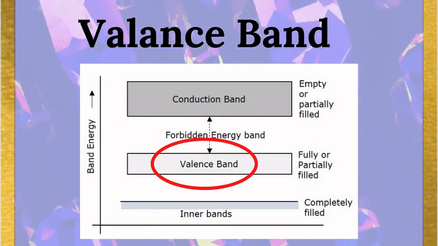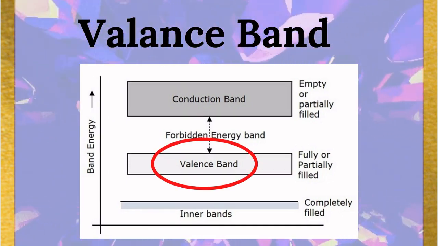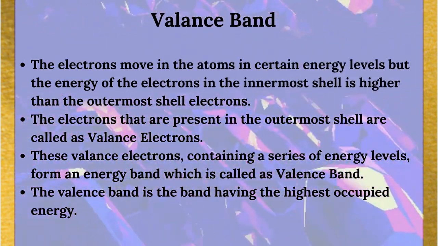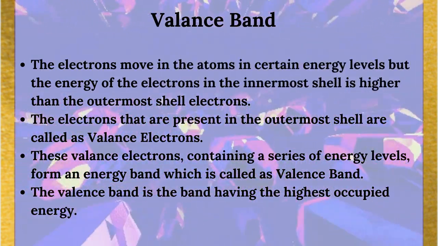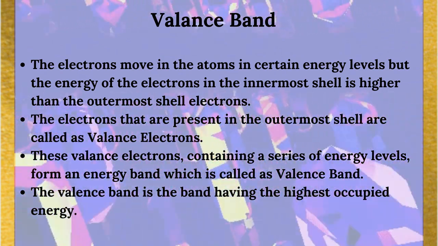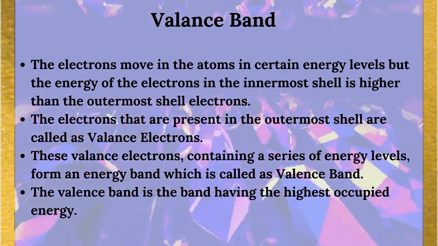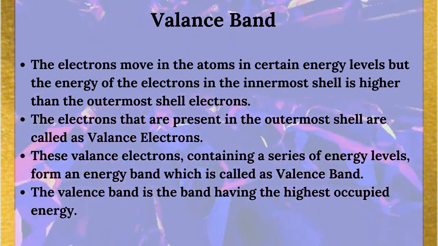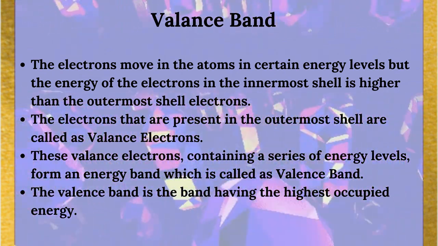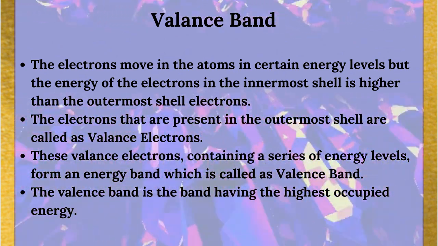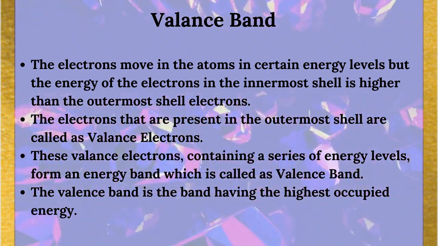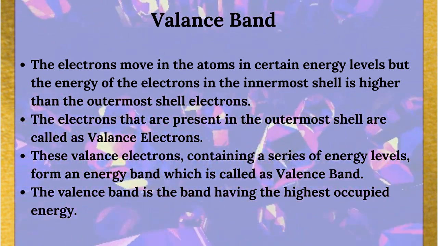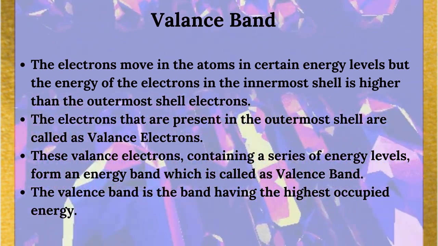Valence band. The electrons move in the atoms in certain energy levels, but the energy of the electrons in the innermost shell is higher than that of the outermost shell electrons. The electrons that are present in the outermost shell are called valence electrons. These valence electrons, containing a series of energy levels, form an energy band which is called the valence band. The valence band is the band having the highest occupied energy.